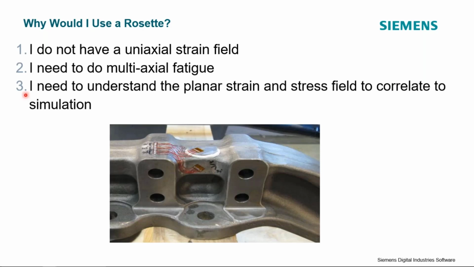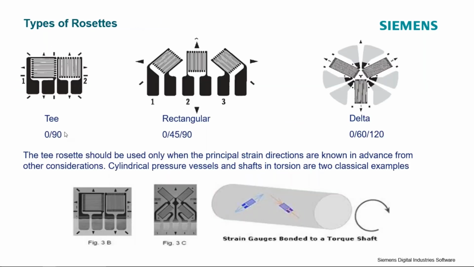And it can also be very helpful for correlating to simulation. Oftentimes simulation engineers will basically run a simulation on their part. They'll calculate things like the von Mises stresses, they'll calculate the principal stresses and so on. And these are all things that we can calculate using a strain gauge rosette and directly compare with the simulation model. So like I mentioned before, there's several different types of rosettes.